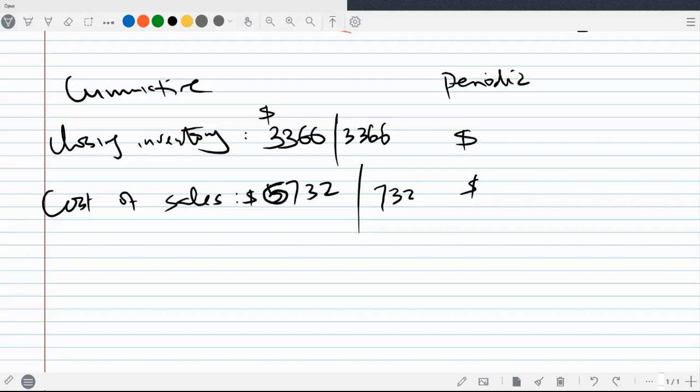So this 732 is for what? I was confusing it with my other workings. I didn't quite organize my workings properly. What we did get is the closing inventory, for the cumulative only.